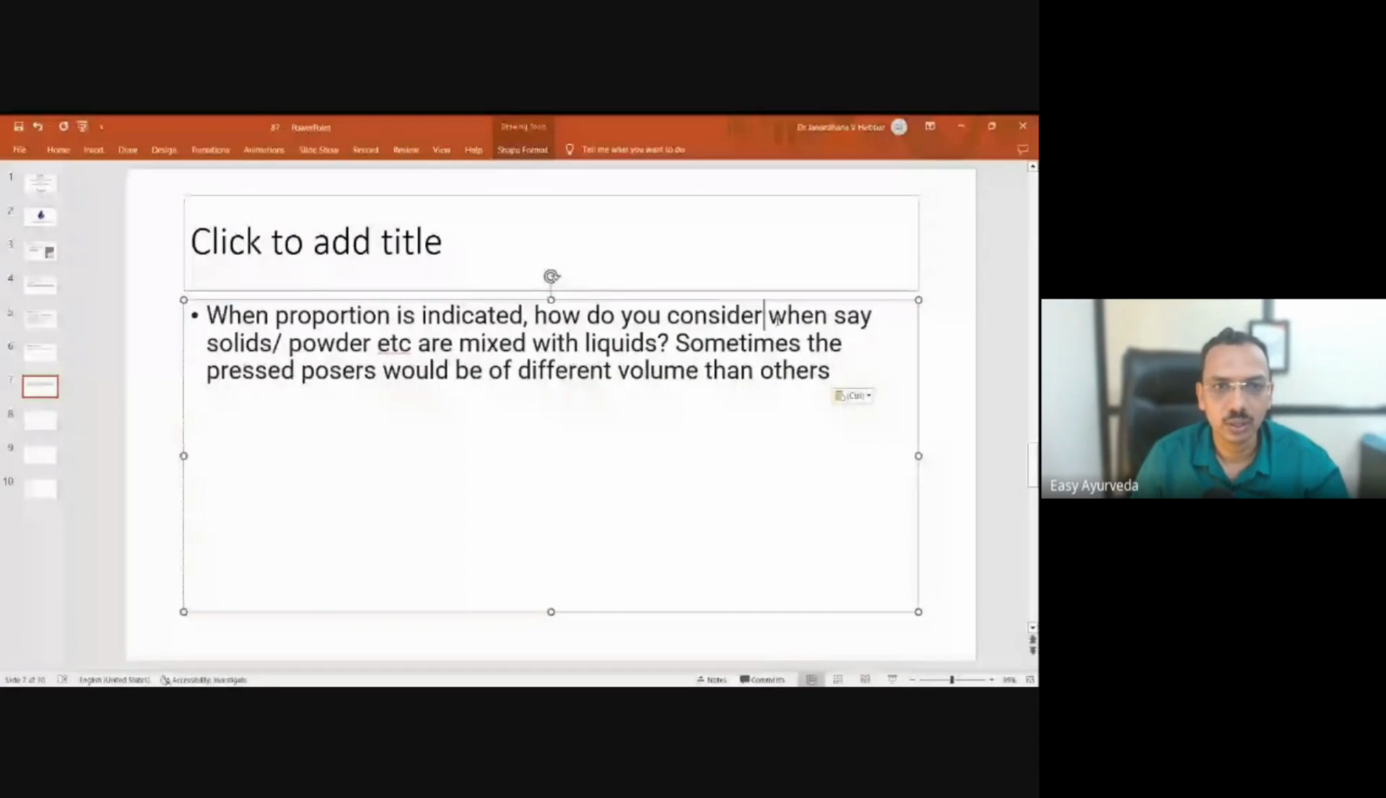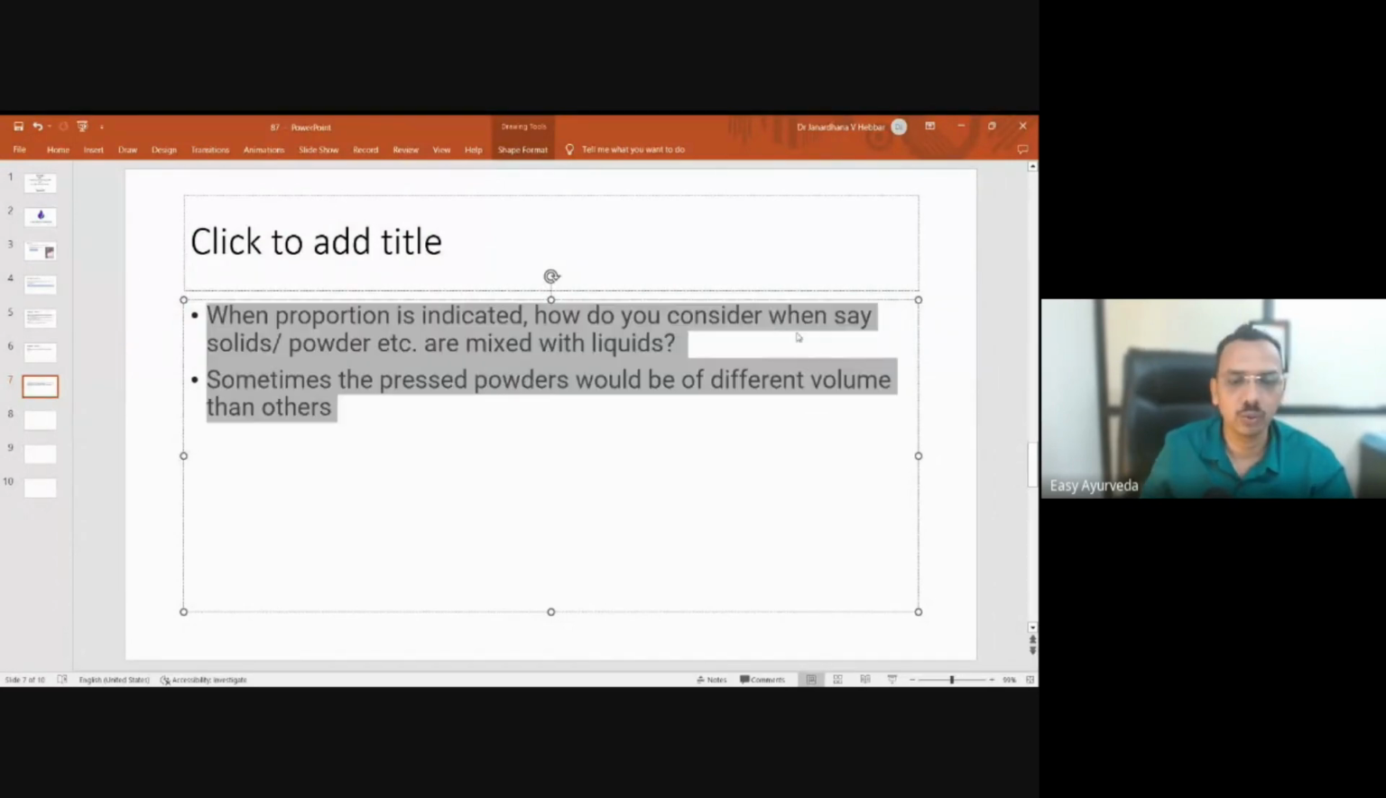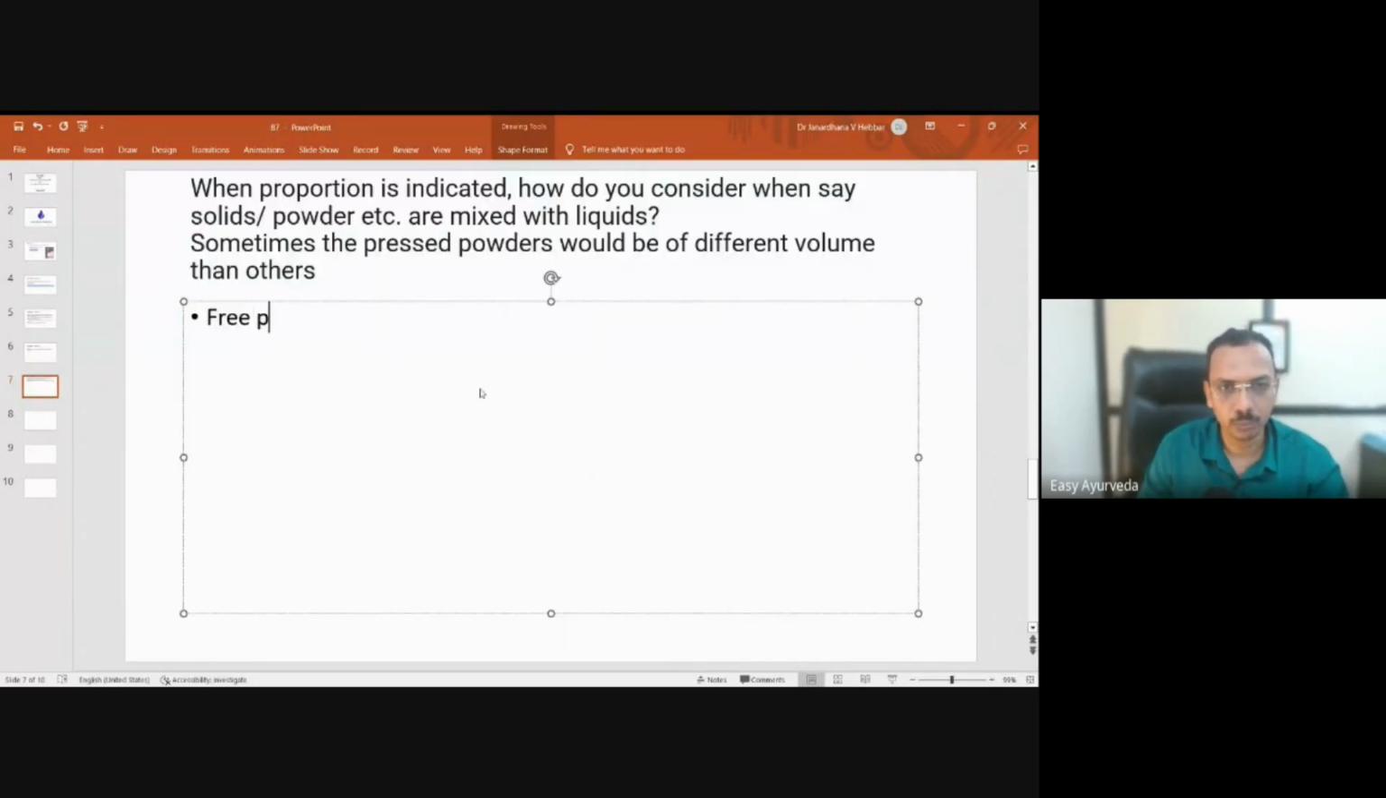And proportion is indicated. How do you consider it when solids or powders, etc. are mixed with liquids? Sometimes the pressed powders would be different in volume. Usually, the loose powder, not stuck together, is taken as one. In the preparation of kashaya, largely coarse powder is taken, and its weight is considered rather than volume.